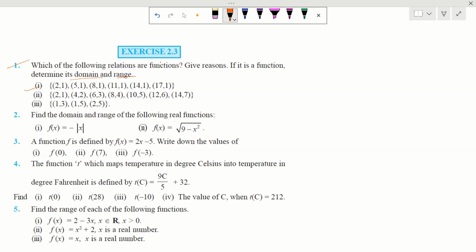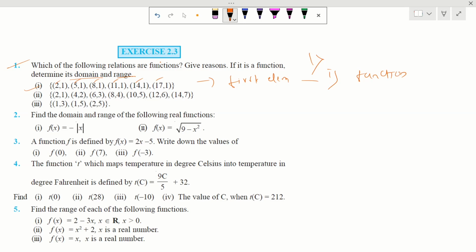Here in the first problem, just look at the first elements. The first element is not repeating. Since the first element is not repeating, we can say this is a function. Okay, the first one is a function.